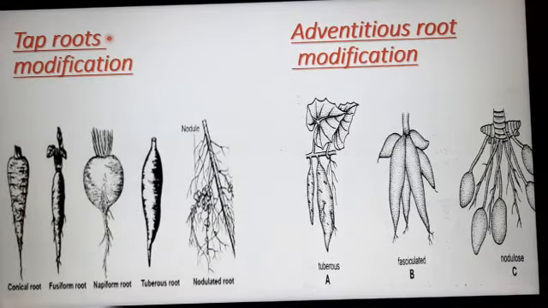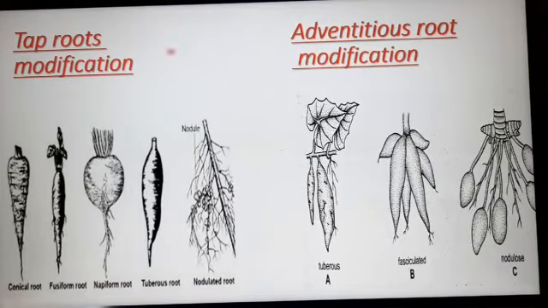Students, you know what is taproot and what is adventitious root. Taproot: the primary root and its branches constitute the taproot system. And adventitious roots are the roots which grow from any part of the plant other than the radicle. Now today we are going to discuss their modification. Is that clear? Actually students, you see here conical roots. This is the modification of taproot for storage of food.